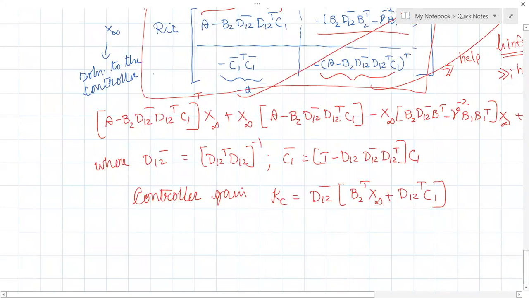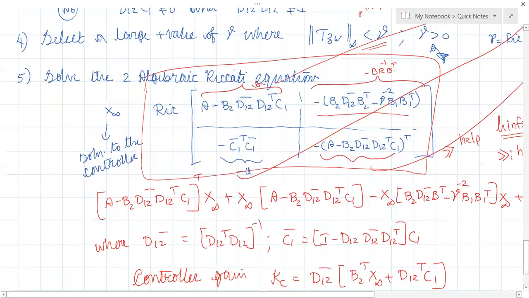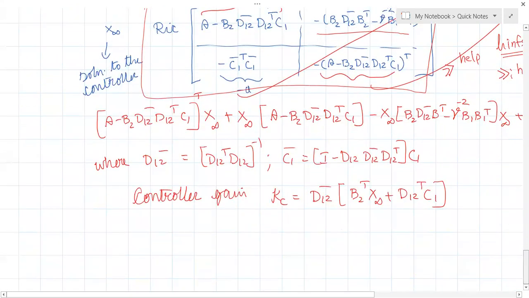So if you solve this Riccati equation, you will get the controller gain, right? Now what next? Have you heard of state feedback? In state feedback, the control law is given like this: U equal to minus K into X. So what will be the control signal now? U of t will be minus Kc into X hat of t.